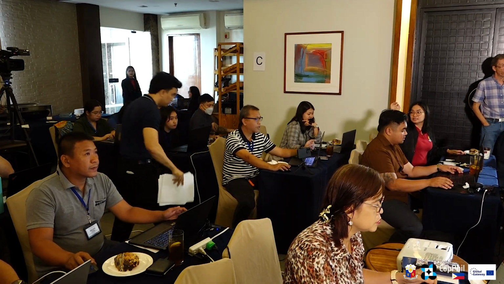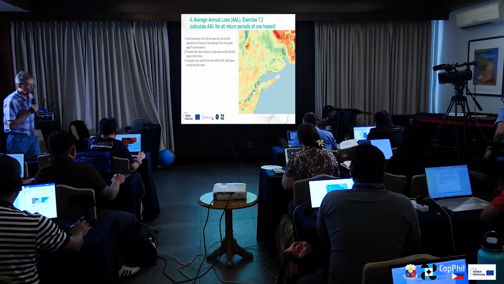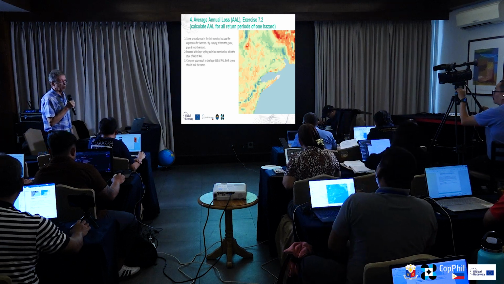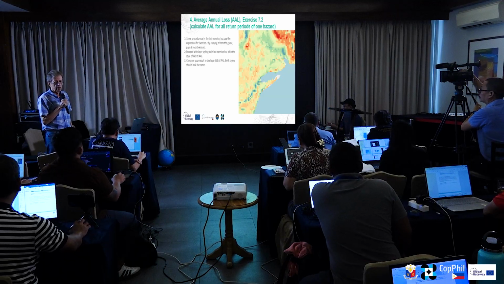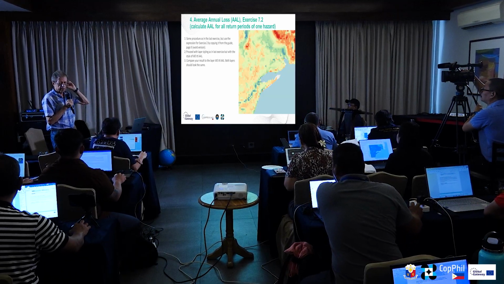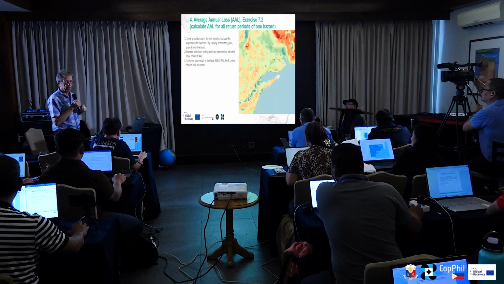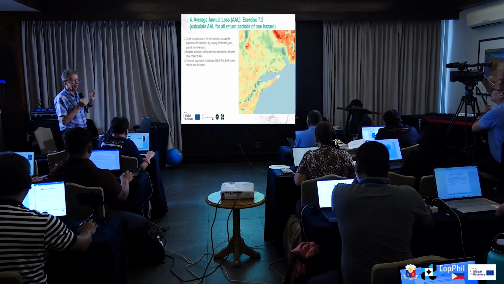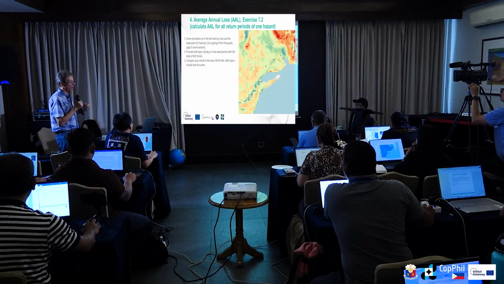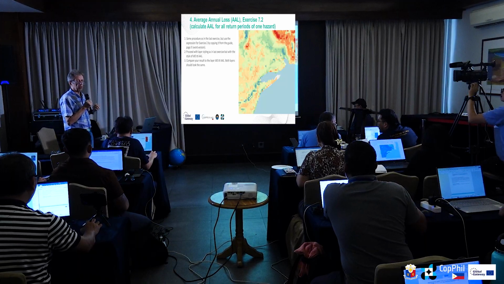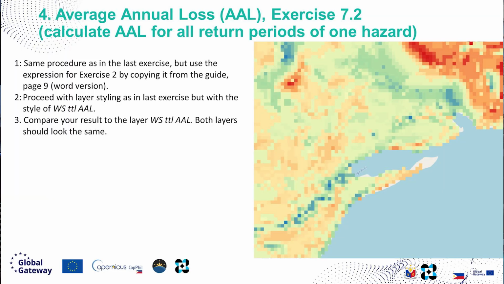To be given by Olaf. Yeah, the next step is to combine the different average annual losses for different return periods to one total average annual loss. I discussed before how to do the calculation, and there is also already something to copy. So basically, exactly the same step as before. You open the raster calculator, but the expression is different. You copy that for how to calculate the total AAL.